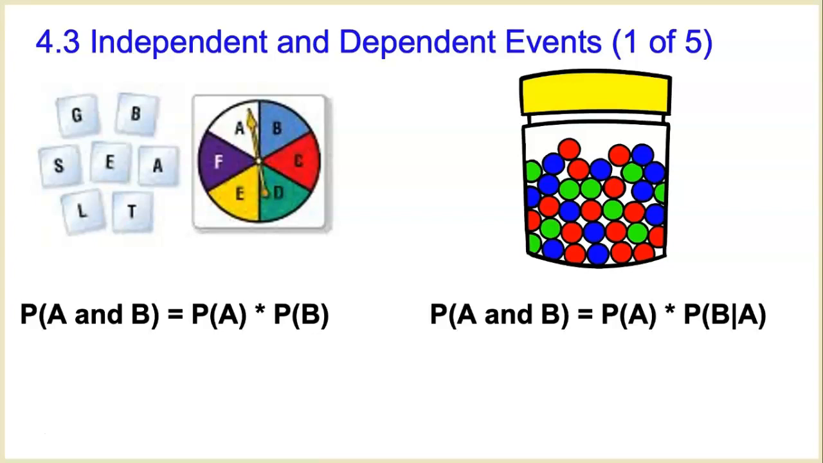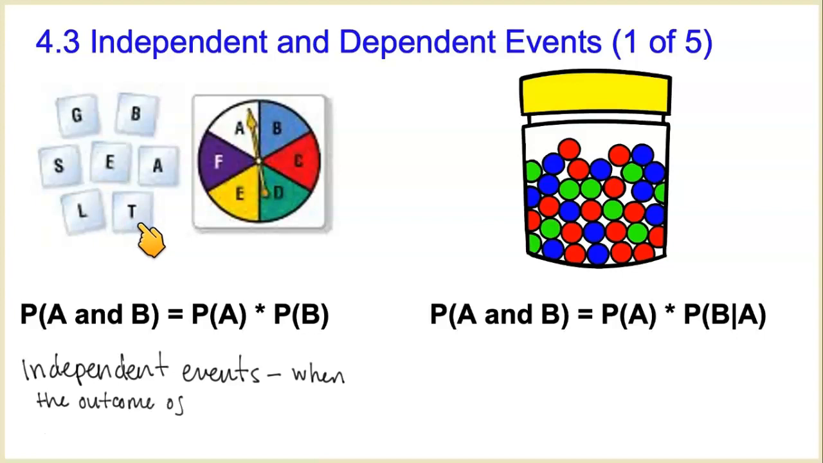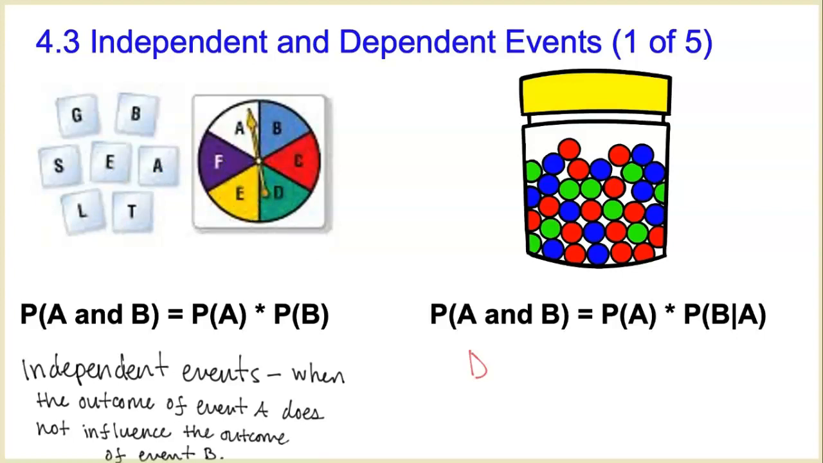and dependent events. Two events, event A and event B, are said to be independent if event A does not influence the outcome of event B. If event A has no effect on event B, then the events are said to be independent, and we can just multiply their probabilities together.